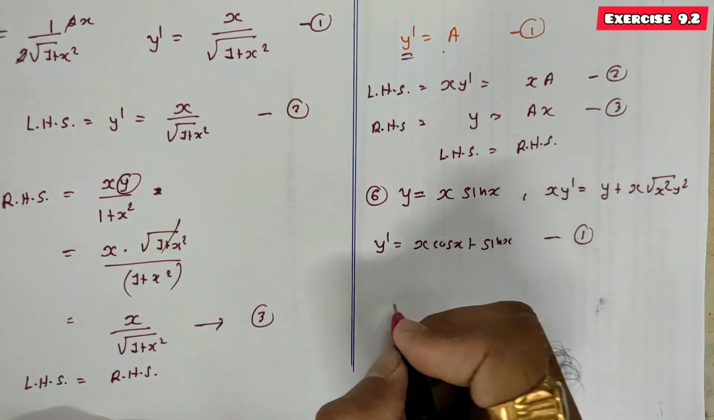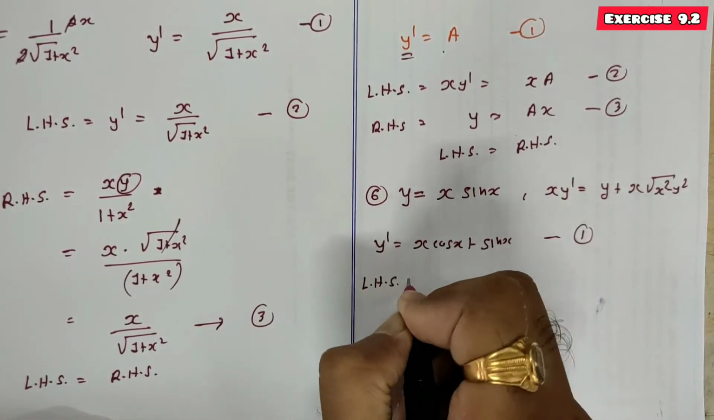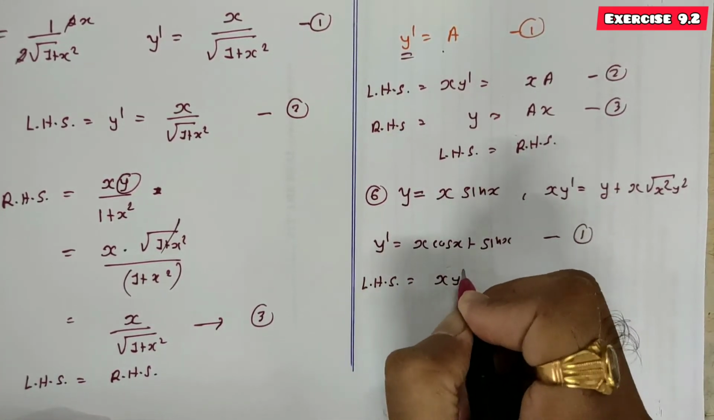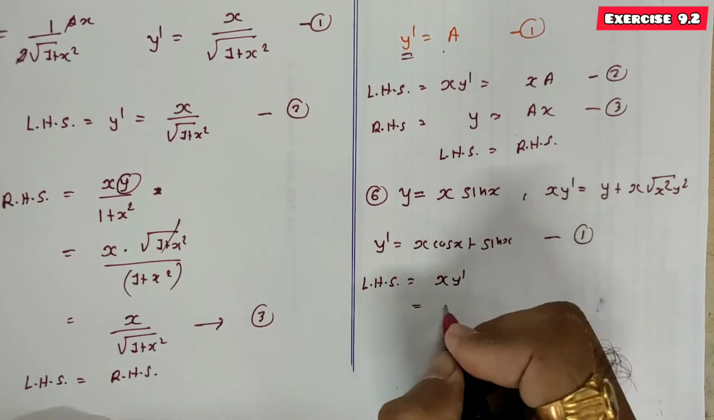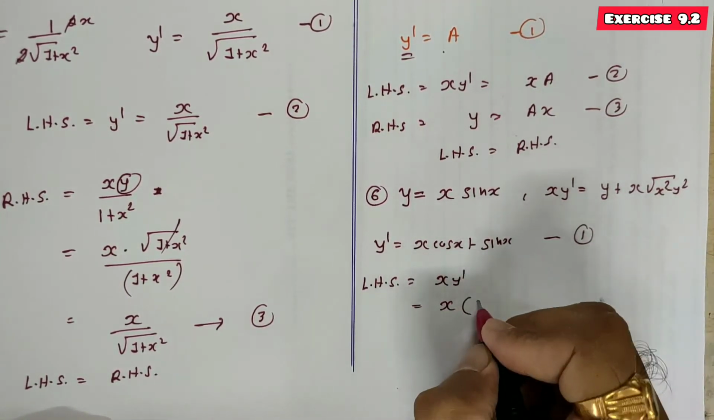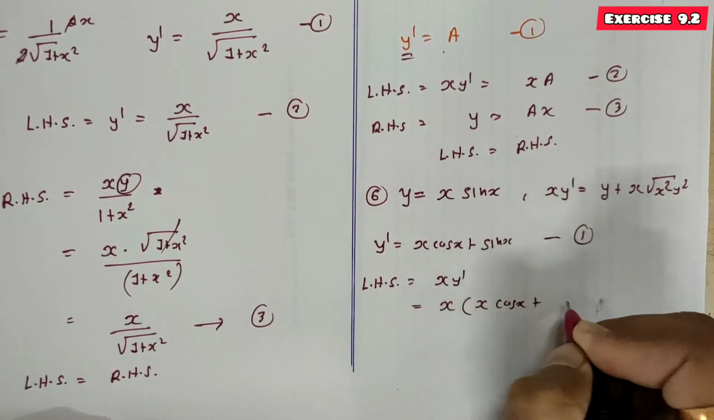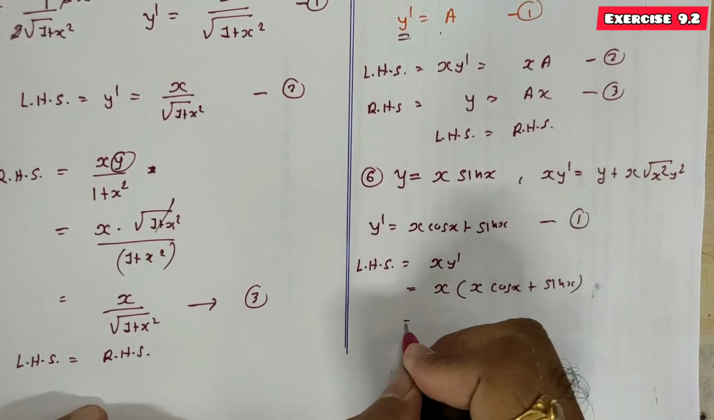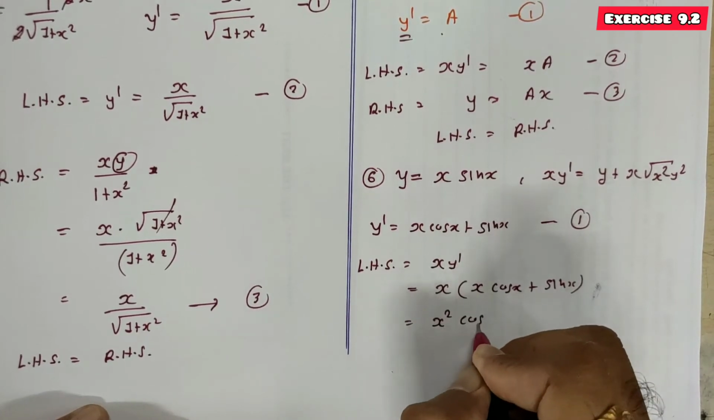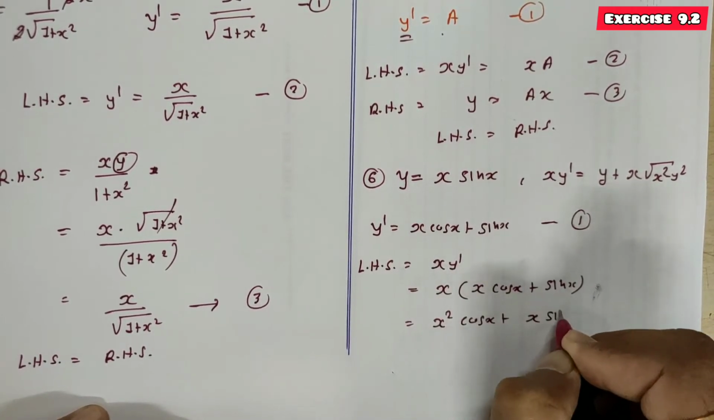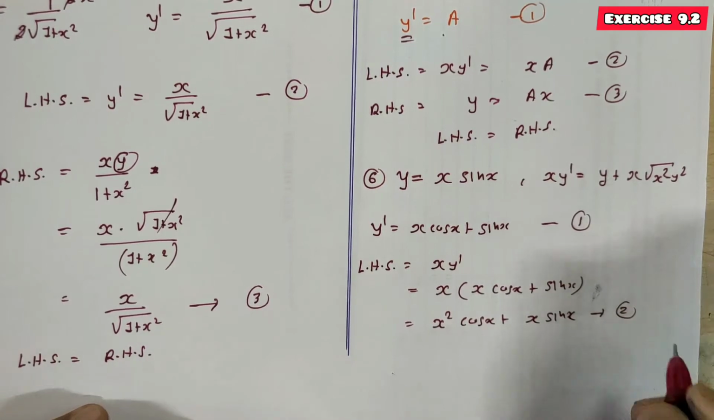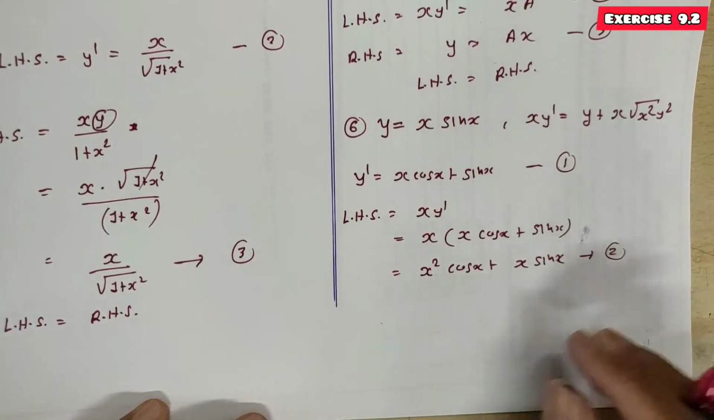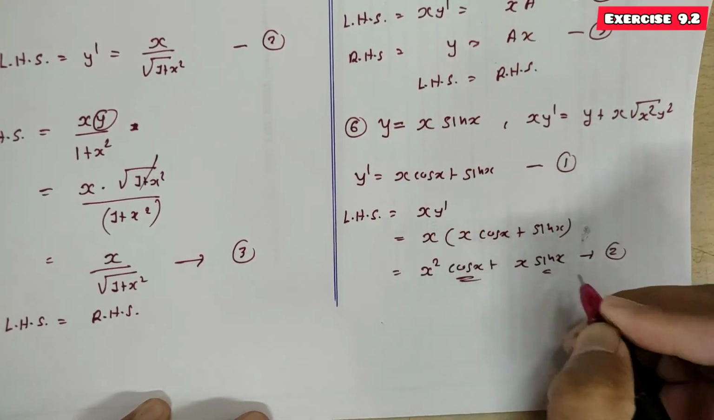Now left hand side of this equation is x y dash. So y dash is, from equation 1, x cos x plus sin x. So this is equal to x square cos x plus x sin x. Say this one as result number 2. Done. In result 2, go ahead, put the values of sin x and cos x.